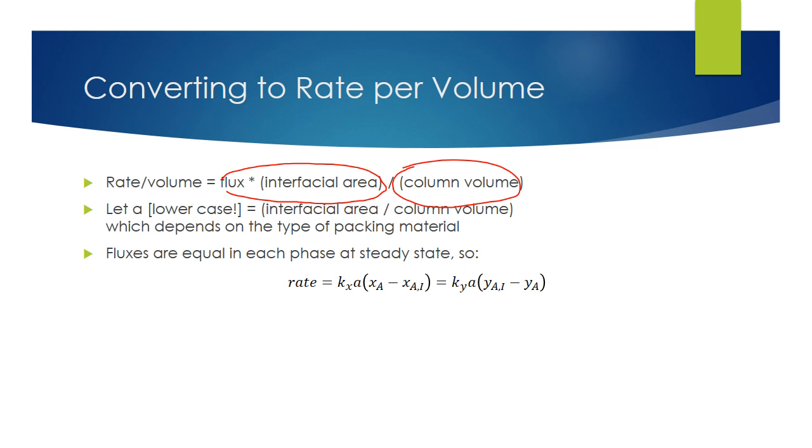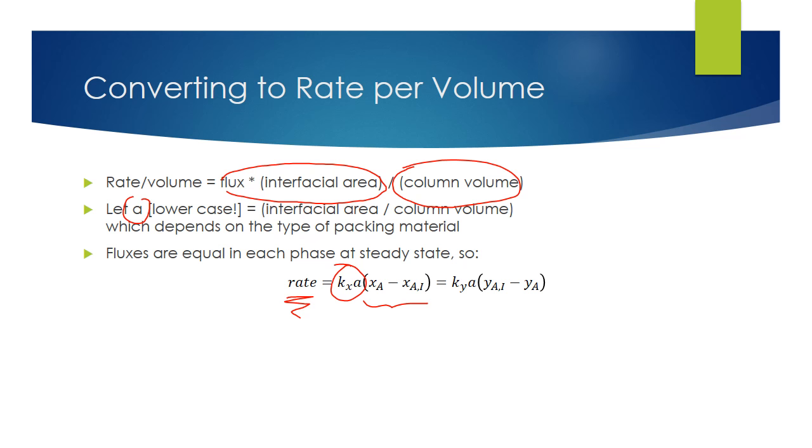So we're going to let A, the variable A, it's a lowercase variable, represent the interfacial area per unit of volume for a particular packing in the column. And then we can write the rate of mass transfer as Kxa, for example, multiplied by Xa minus Xai. So that would be the driving force. And instead of just having Kx on its own to define a flux, when we multiply by lowercase a, now we get a rate of mass transfer, number of moles per unit of volume, per unit of time.